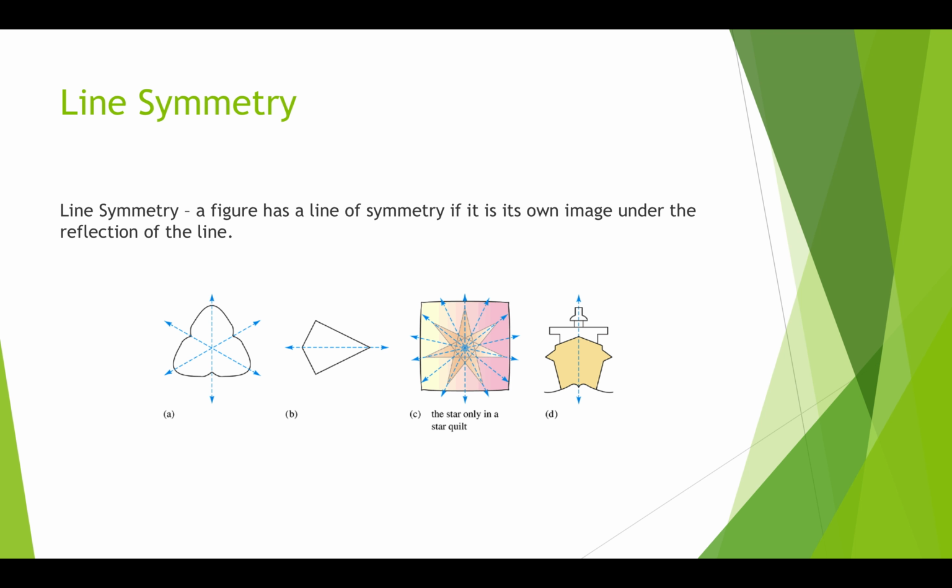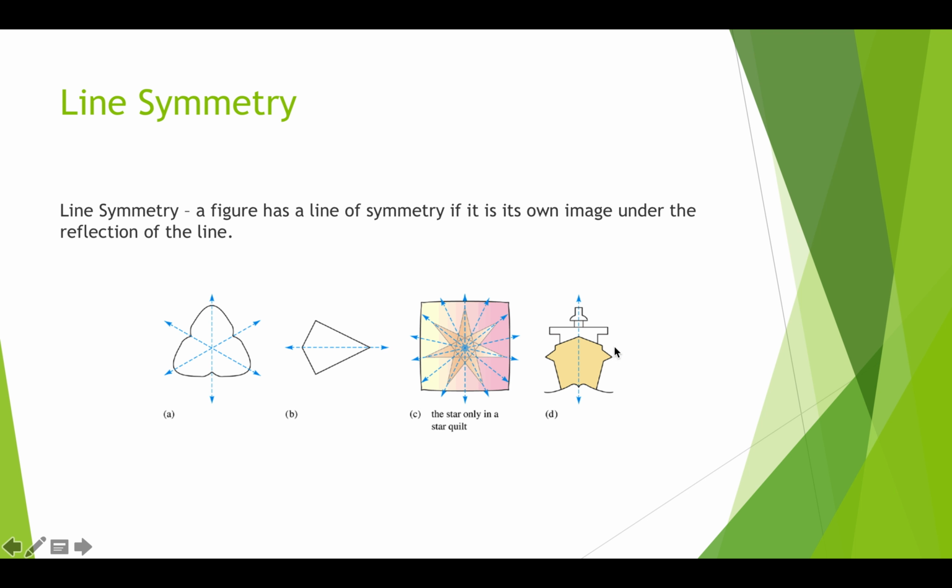So we'll start there. Line symmetry is basically when you can take the shape, fold it, and it will fold on top of itself. The fancy way to say it is our definition here. A figure has line symmetry if it's its own image under a reflection of the line. So what I have in these blue dotted lines are our lines of reflection, or our reflection line. If I imagine taking this shape and folding it along this blue line, everything would match up perfectly.